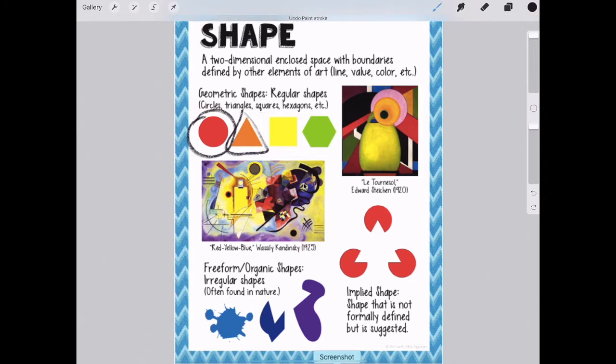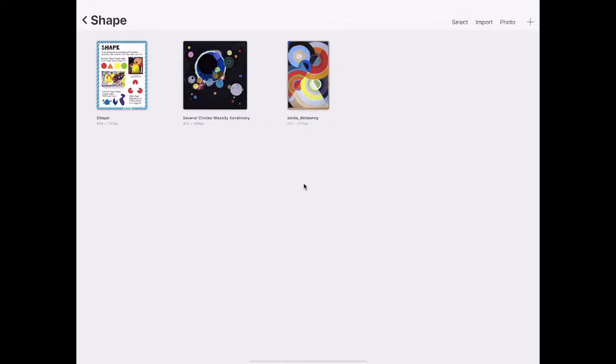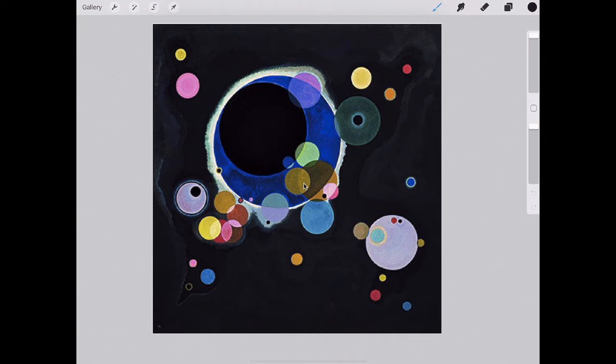We can also see some artworks that are made only of shapes. We have this one by Edward Steichen called Le Tournesol, and we have this one called Red, Yellow, Blue by Wassily Kandinsky. Let's take a closer look at a work by Wassily Kandinsky. Here, Kandinsky used just circles.